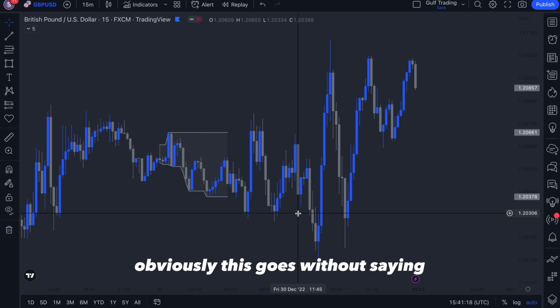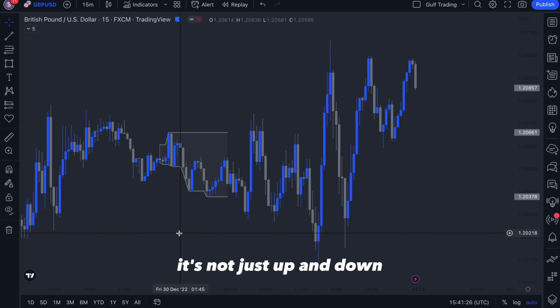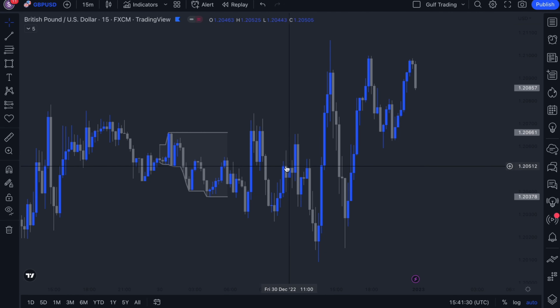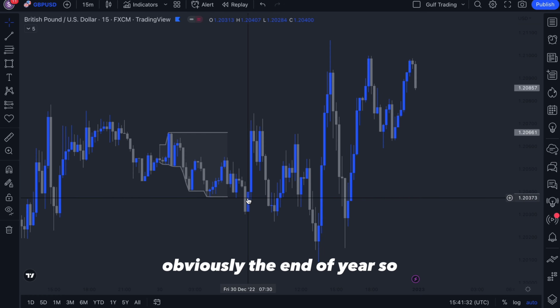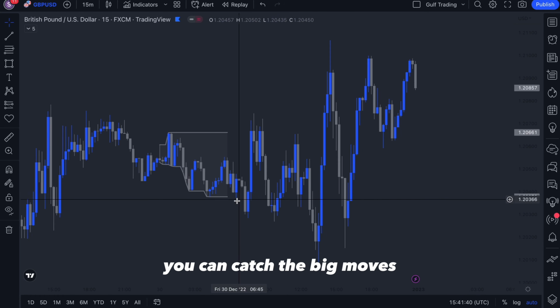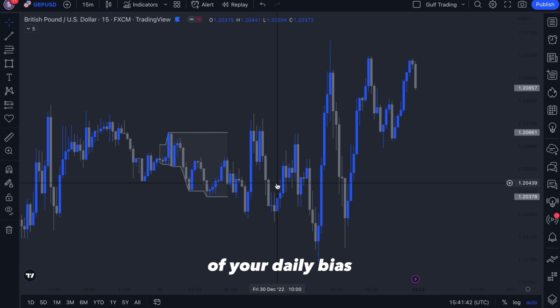Obviously, this goes without saying, but just to make sure you're clear and you understand it, just because you have a daily bias doesn't mean that the markets are going to move in the direction that you think they will. Obviously, it's not just up and down, and you can't predict the direction completely. Obviously, there's days like this. Yesterday, Friday the 30th, obviously the end of the year, so there's going to be a bit of all over the place, but some days aren't trend days, most days aren't trend days, but on the days that are trend days, you can catch the big moves in the direction of your daily bias.